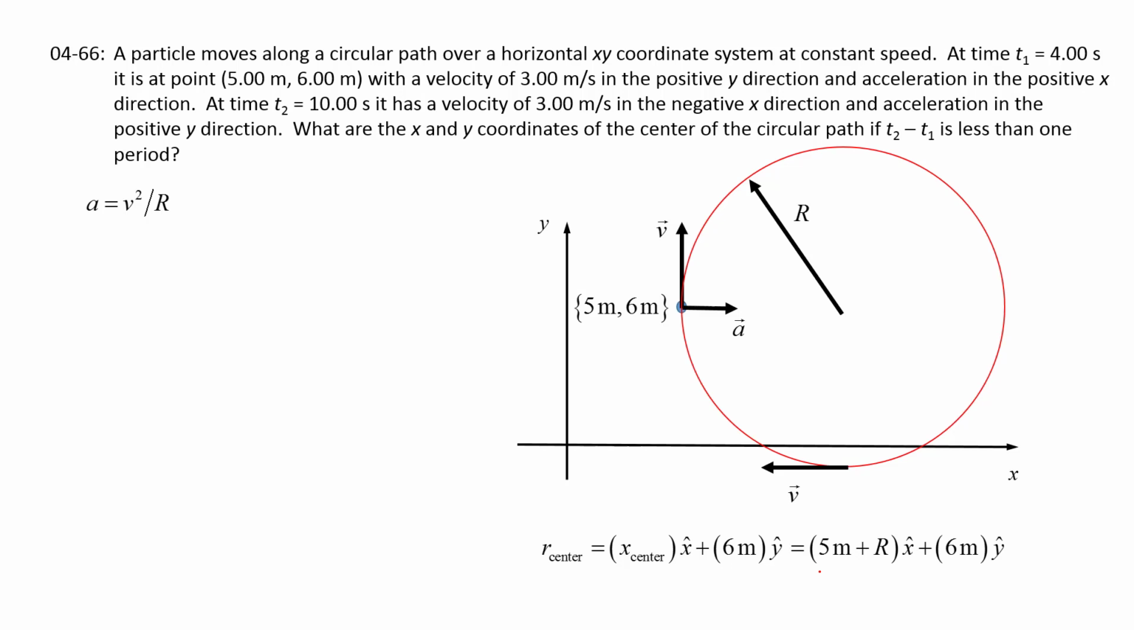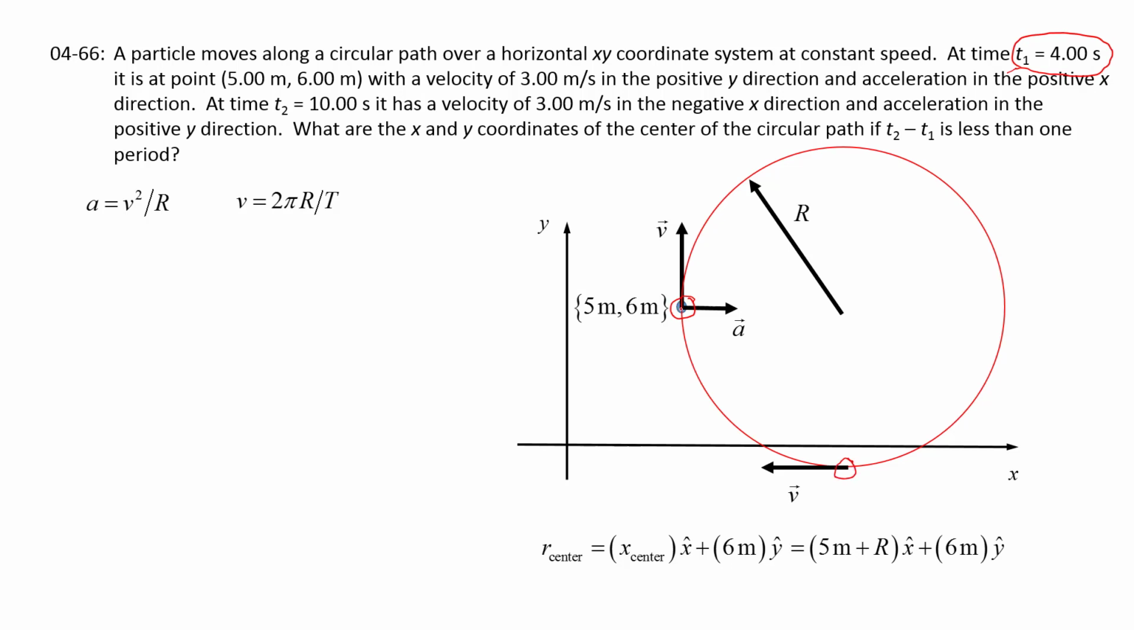The other equation we have is the fact that the speed is given by the distance divided by the time: 2 pi r, the circumference of the circle, divided by capital T, the symbol we usually use for the period, the amount of time it takes to go all the way around in a circle. So do we have the period? And now here's where this 4 seconds and 10 seconds comes into play. Because we know at 4 seconds we're here, and we know at 10 seconds we're there.